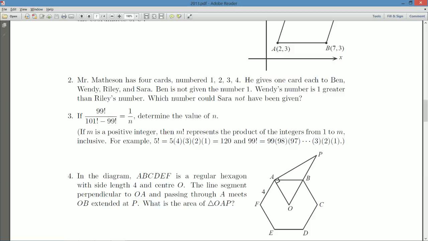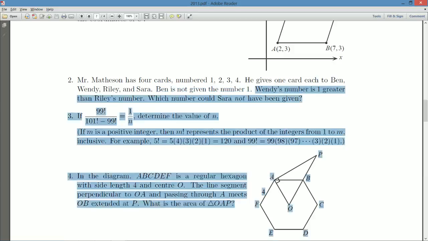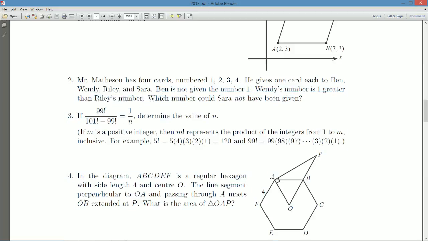So if we give Sarah 4, what number might Ben have, what numbers might Wendy and Riley have that make all this work out, that satisfy these other conditions, that Ben doesn't have 1 and Wendy's number is 1 greater than Riley's? If it turns out we can't find any scenario where Sarah has a 4 and the other conditions are satisfied, then we know Sarah can't have the number 4. If, on the other hand, we can find a situation where it's satisfied, like Wendy gets the number 2, Riley gets the number 1, and Ben gets the number 3, we know that Sarah could have a 4 in some hypothetical situation. We're not asked about probabilities, but we are trying to find possible events that satisfy this.